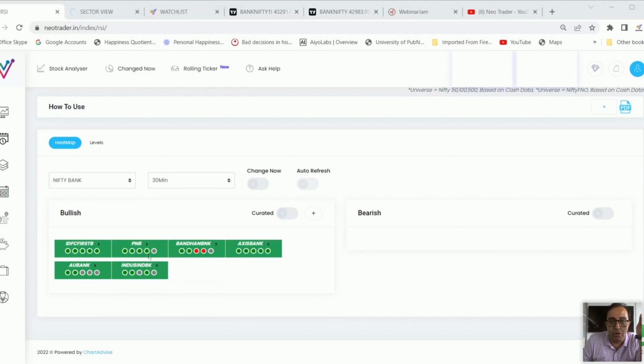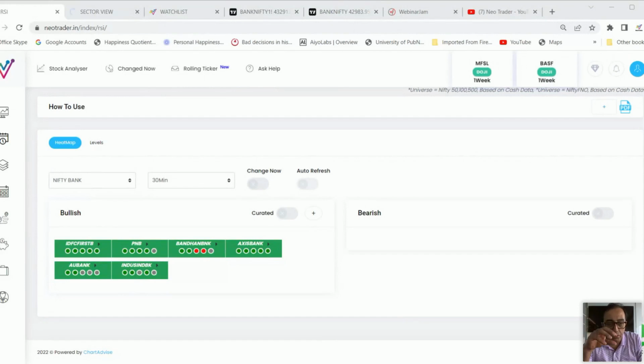PNB still has some more room left, but you have to be careful that it has already finished the 30-60 daily weekly. Its RSI has risen. After that, in Bandhan Bank, higher time frames are negative. If higher time frames are negative, that means when a rally comes from below, it will come here and stop, and because of that you should not participate in Bandhan Bank. So the stock which I am ruling out is Bandhan Bank.